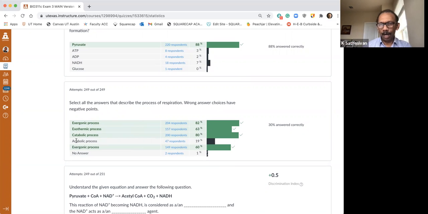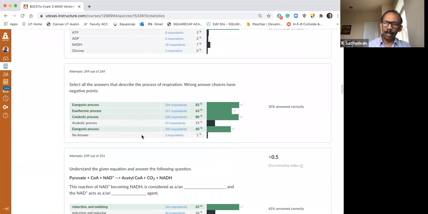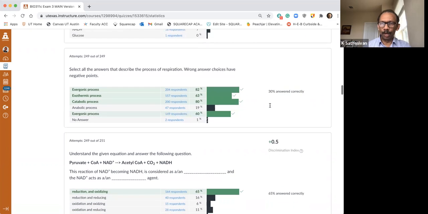But it is not an anabolic process. That's the one thing that didn't get any credit. It is a breakdown process. It's a catabolic process. That is where some of you missed the point. And 30% answered correctly, which is high for a select all that apply. Normally you get about 10%, 12%, or 7%, but this is very good.